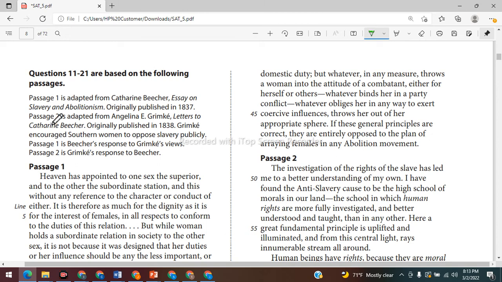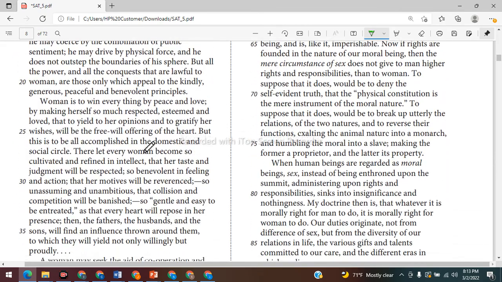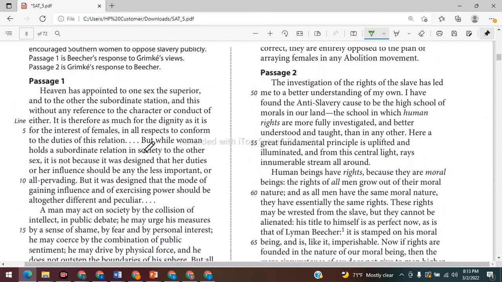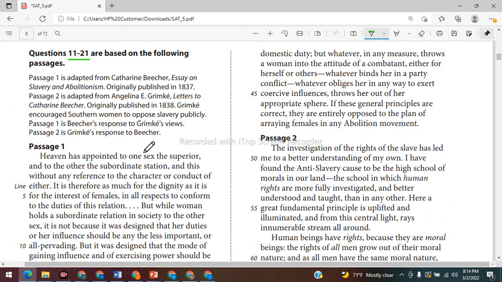Alright, so let's go. This one is the next passage, so we're going to be doing questions 11 through 21. We have to read the two passages, and it's basically a comparison between the two. We saw something like this before. Remember when we did a question where it was a comparison between the two?